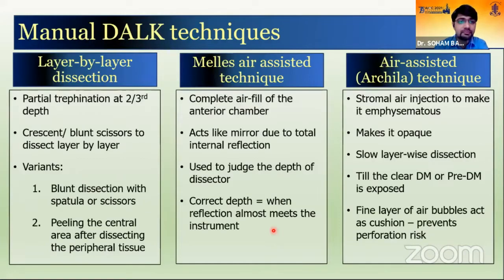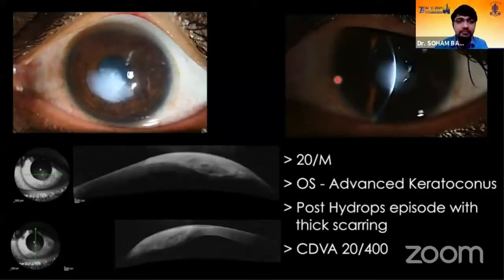So the various techniques, there's the layer by layer dissection, which I shall be showing in subsequent videos. Then there is Melles' air assisted technique, where the depth is judged by injecting an air bubble. And then there is the Archila technique, where the corneal stroma is insufflated with air, so the dissection depth is made more clear. So coming to the first video here.